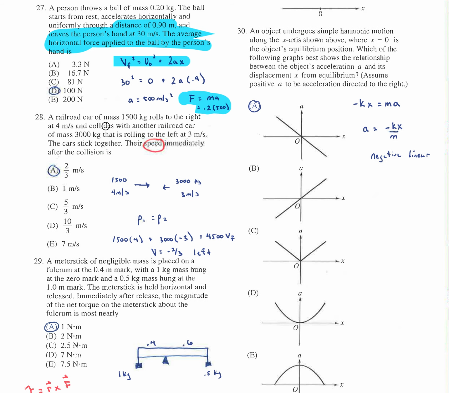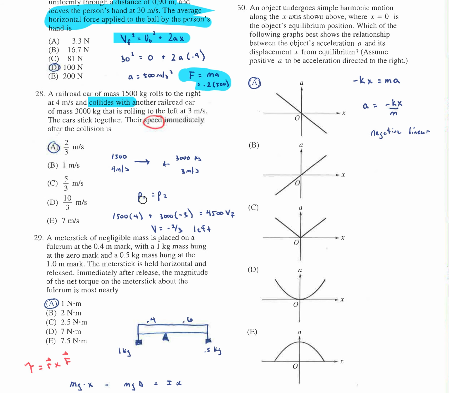28, you got a collision. Once you see collision, you think, oh, has to be momentum. So let's conserve momentum. P1 equals P2. This is me looking at before. Okay, this is the 1500 moving right at 4, 3000 moving left at -3. That's the initial momentum. They stick, because they tell it to, which is completely inelastic. And then they travel as one 4500 thing at what?